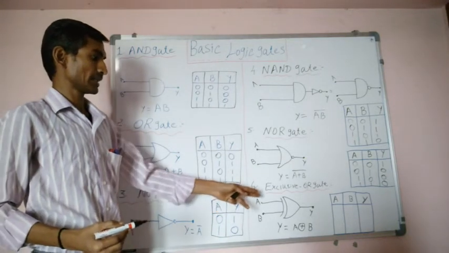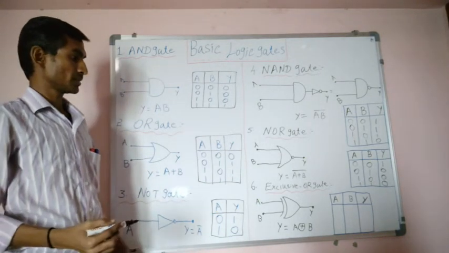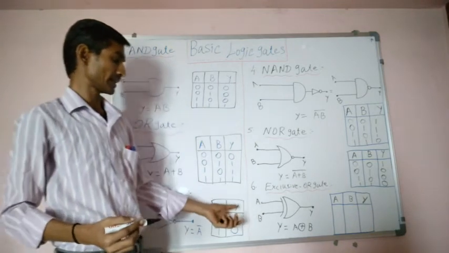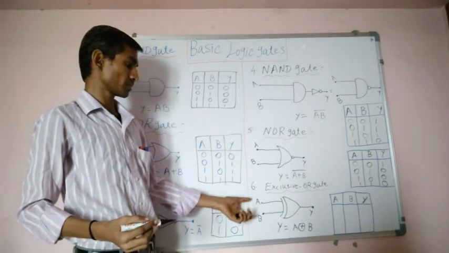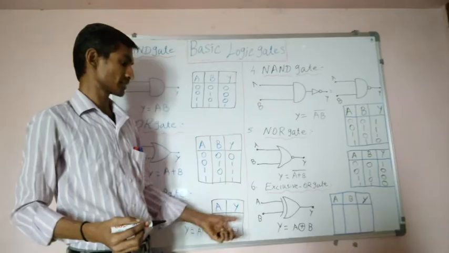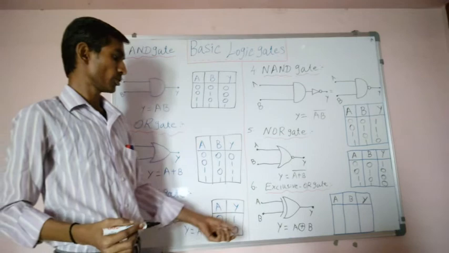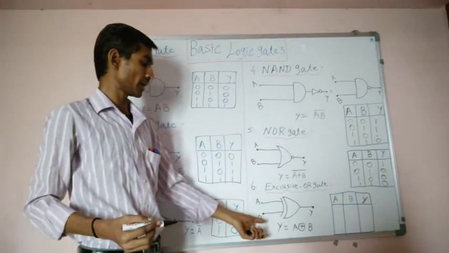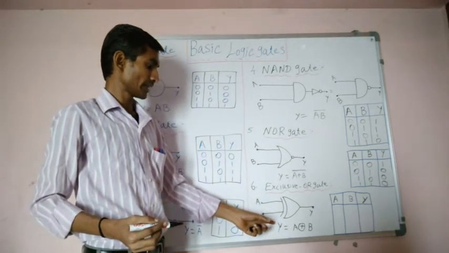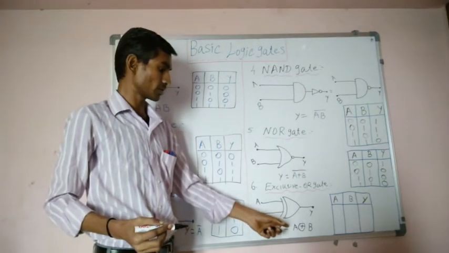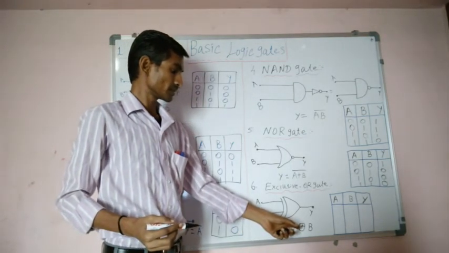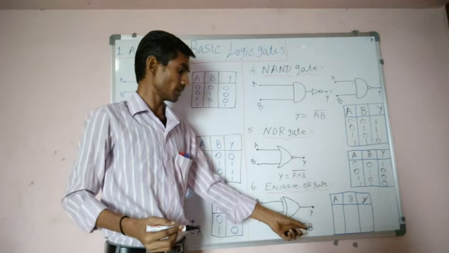Sixth one, exclusive OR gate. So the exclusive OR gate, write it here. Here also there are two input variables A and B. We will get the output Y. So the Boolean expression for the exclusive OR gate is written like this: Y is equal to A exclusive OR B.